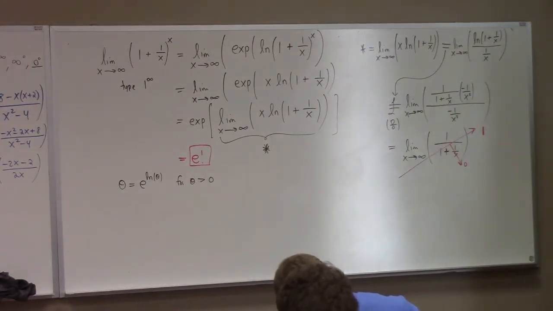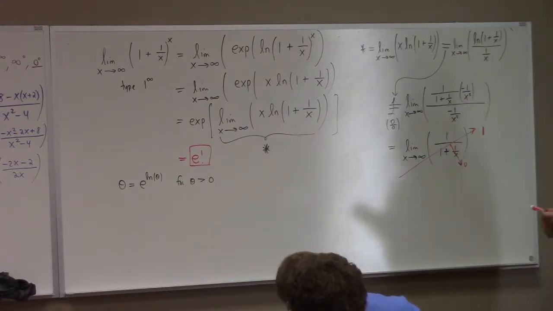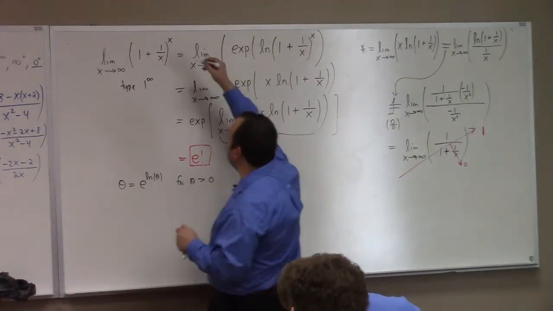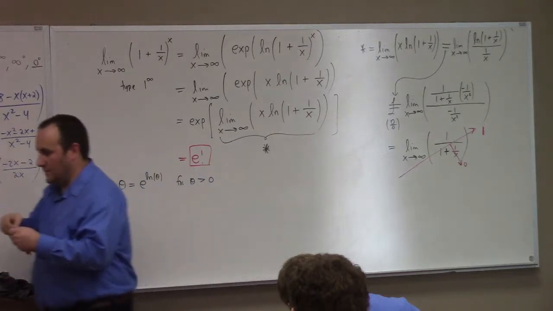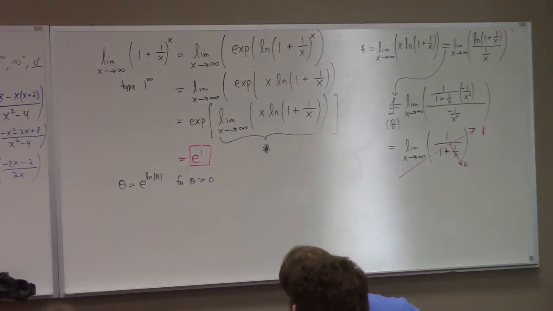What if I replaced x with x times b? What if I put a b up here? What would it do? If I put a b up there, where would it track to in this calculation?